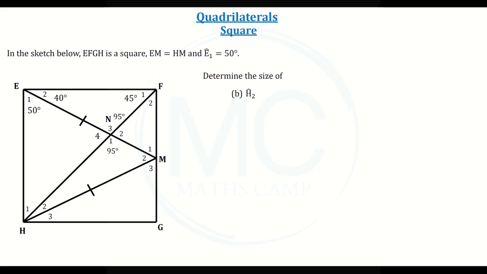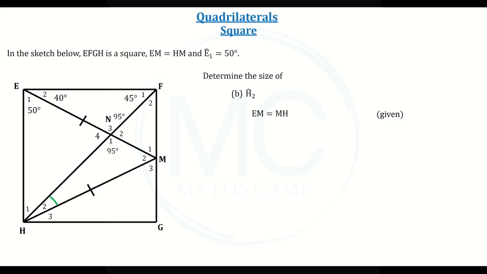Determine the size of angle H2. Angle H2 sits at the bottom of the square as part of angle H, so let's make it green. Now let's see what information we have. The small line over here and over here shows us that EM is the same length as HM. So let's make a note that EM is equal to, let's write it as MH. And we know this because this information has been given to us.